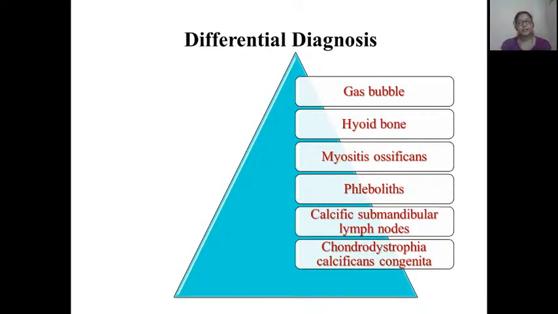The hyoid bone can be distinguished bilaterally when we take panoramic radiographs. In case of myositis ossificans, if there is pain in the mandibular region, we can easily distinguish it. Phleboliths we can also distinguish very easily. Calcific submandibular lymph nodes have a painful enlargement in the lymph nodes, and thus we can distinguish them. Chondrodystrophia calcificans congenita is usually seen in the early stages.